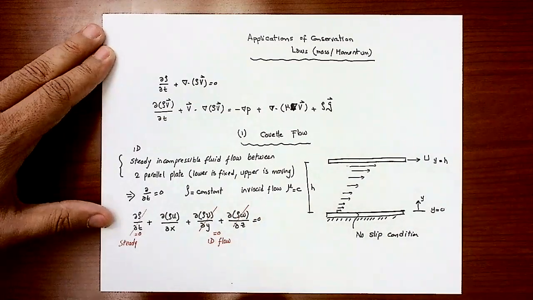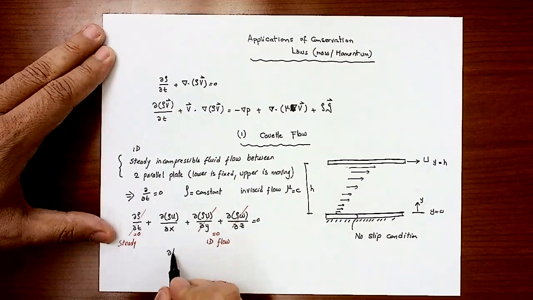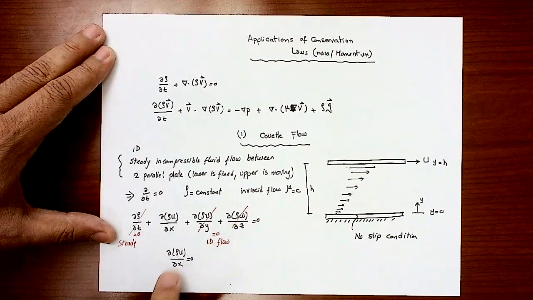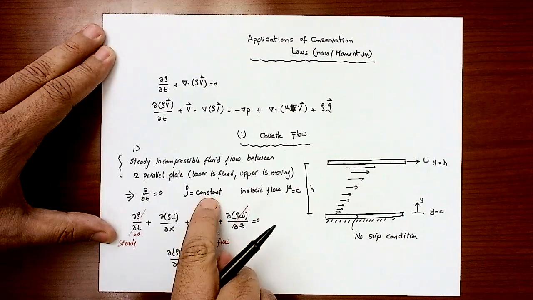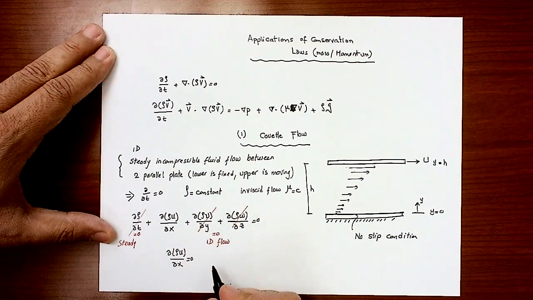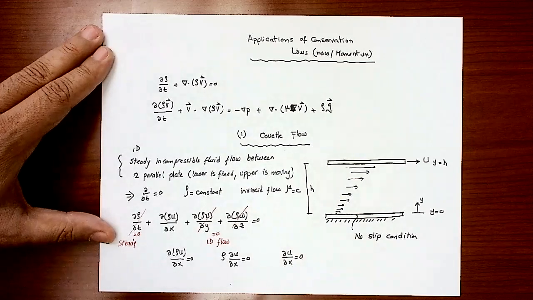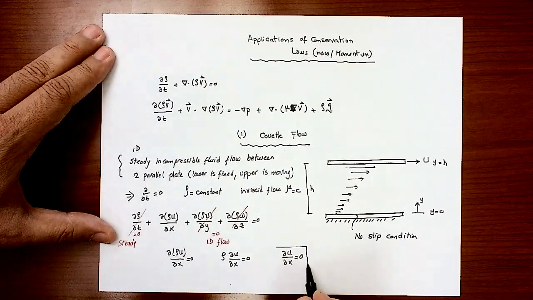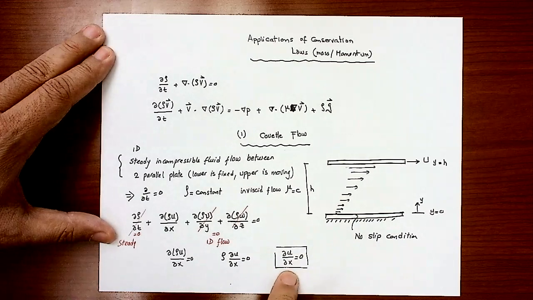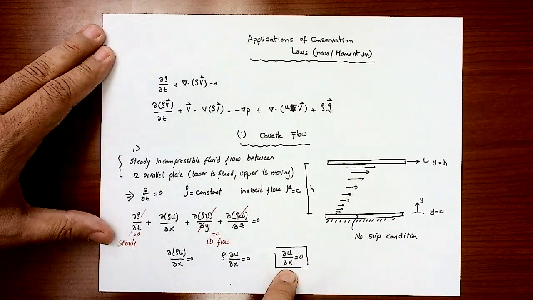So what we are getting out of the continuity equation is partial rho u by partial x equals 0. We know that rho is constant because it's incompressible, so it's going to come out of the differentiation. So it's going to be rho partial u by partial x equals 0. Rho cannot be 0. This means that partial u by partial x equals 0. What does that mean, actually? Partial u by partial x equals 0. This is the slope of the velocity in the x direction.